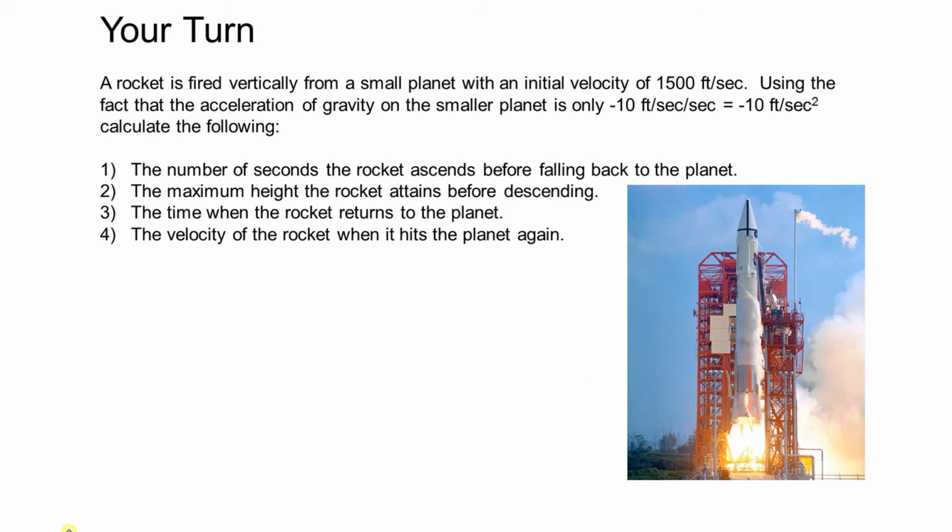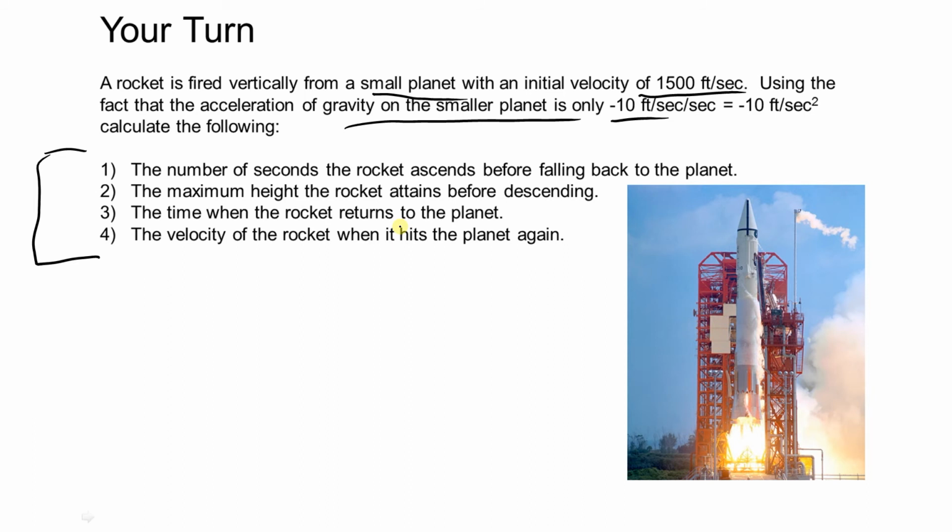Now it's your turn. I'd like for you to pause the video and work a very similar problem. A rocket is fired vertically from a small planet with an initial velocity of 1500 feet per second. Using the fact that the gravity on the smaller planet is only minus 10 feet per second squared, calculate the same things as we calculated before, except you'll do it on a smaller planet.